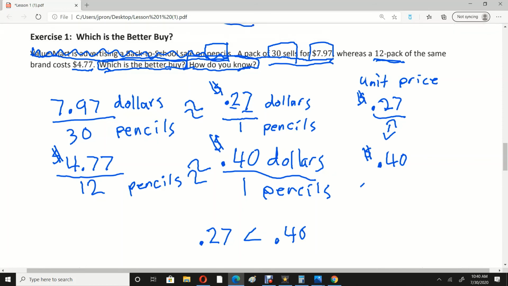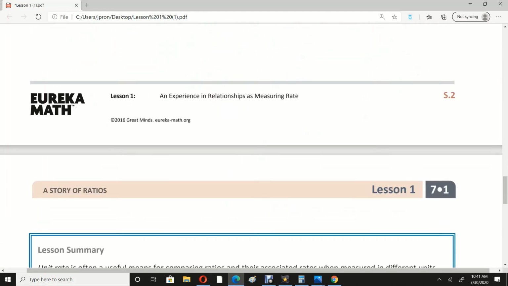Now, obviously, when you're buying stuff, there's going to be some preferences. They said these are brand name, so maybe you like that brand better. There's always a cost benefit to these things in real life, but the cheaper ones are the ones that come in the bigger pack. And that's actually pretty typical of real life as well. Okay, so we're going to go ahead and move forward here.